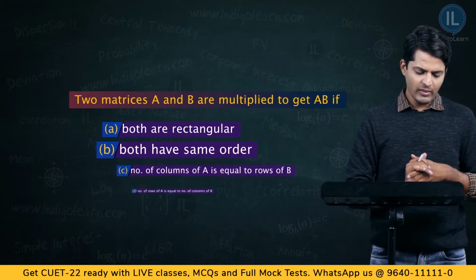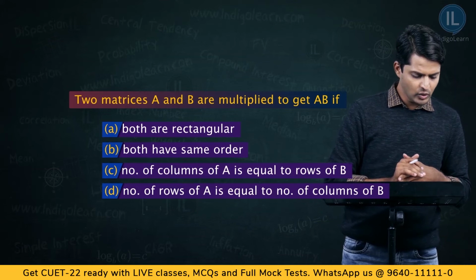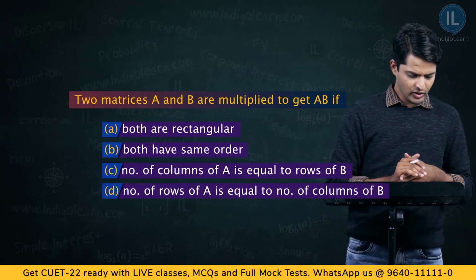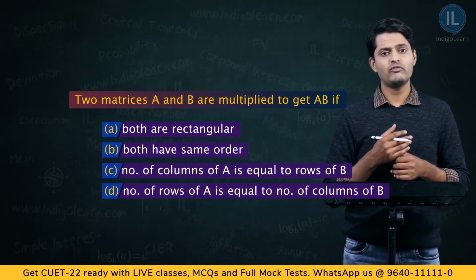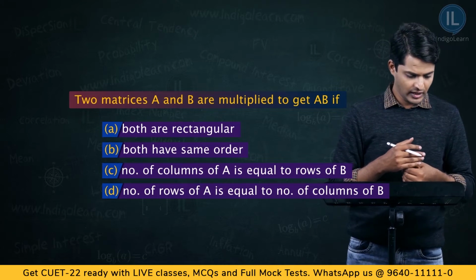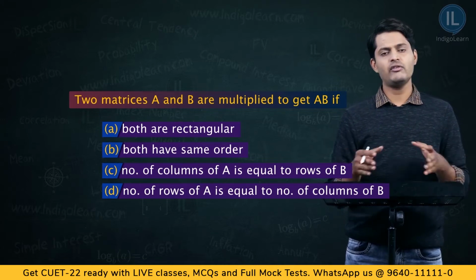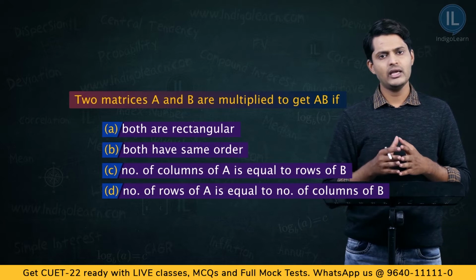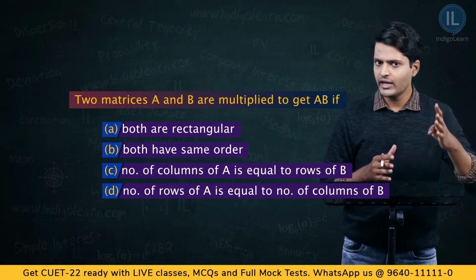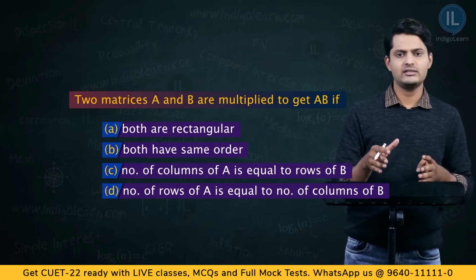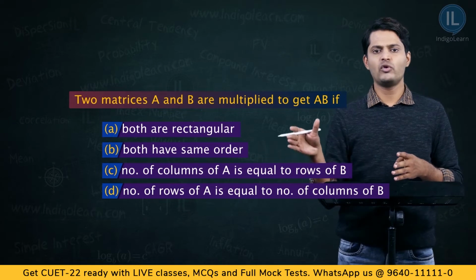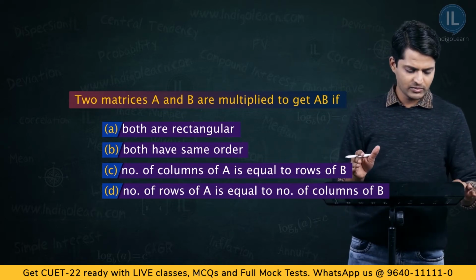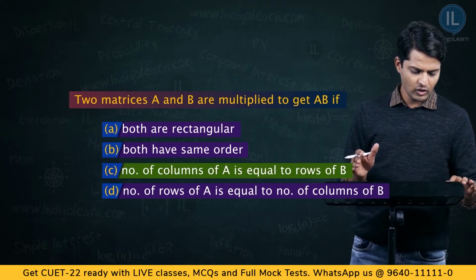Fourth question: two matrices A and B are multiplied to get AB if... So, the question is, when is the product of matrices possible? We already discussed that whenever you are multiplying two matrices A and B, the product is possible only when the number of columns of matrix A is equal to the number of rows of matrix B, which is clearly mentioned in option C. So, for the fourth one we will go with option C.